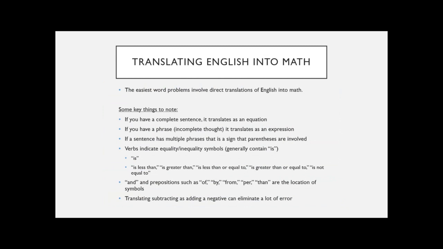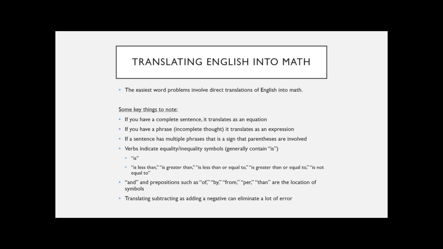If you have a complete sentence, it will translate into an equation. If you have a phrase, it's an incomplete thought. It's like you're reading off English and it doesn't finish. That means you have an expression. It's not complete. So the difference between them is that if it's a sentence and it's an equation, it has an equal sign. Otherwise, there's no equal sign, and it is an expression.